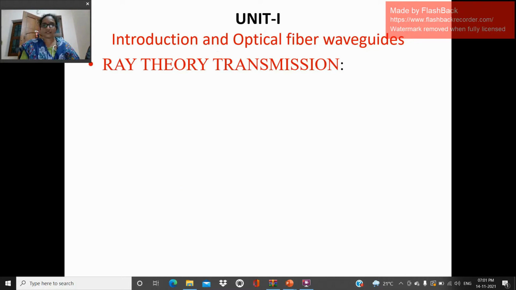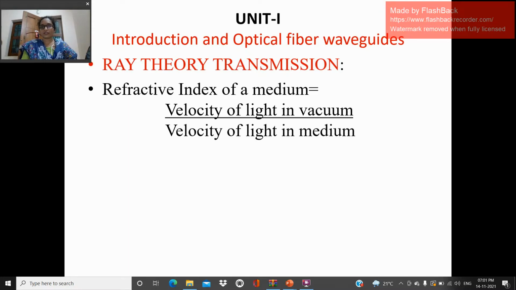Good evening, friends. Today we are going to learn about ray theory transmission. Before going to ray theory transmission, we have already known the basic equations, that is Snell's law, diffraction, reflection, total internal reflection, and all these topics in previous classes. So, let us have a brief discussion on these topics.